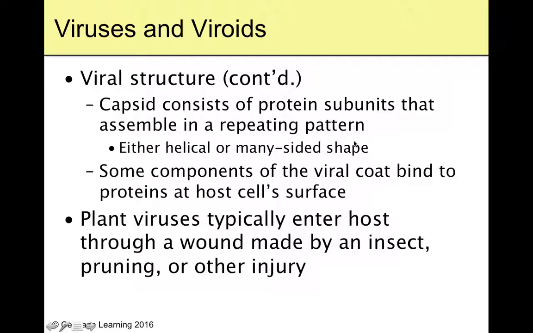So, the capsid consists of protein subunits, not surprising because that's what makes up protein. They assemble in a repeating pattern. Some can be helical, some can be many-sided shape, like I said, crazy soccer ball. And then some component of that viral protein needs to be able to bind to the proteins at the host's cells. If the cell proteins in your body don't match the surface proteins of a virus, you'd be very lucky and you'd be immune to that virus. That virus literally cannot infect you. If your proteins are a good match or a close match to the viral proteins, it can dock, if you will, on your cell, and your cell will just bring it right in.